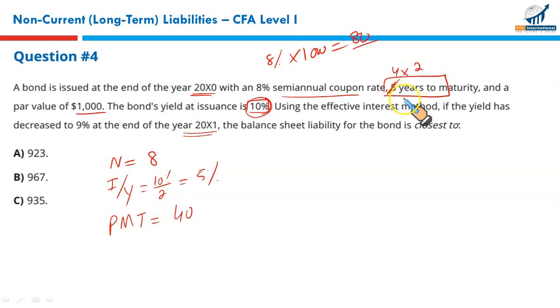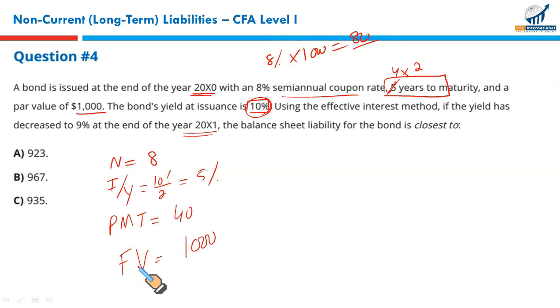When the bond will be redeemed after 4 years, the future value which we have to pay, the redemption value, is $1,000. You need these 4 things. You need the number of payments or periods. You need the interest rate at which we need to discount. We need the regular interest payment that you make, and we need the future redemption value, of course, the par value of the bond. You need these 4 elements to calculate the present value.